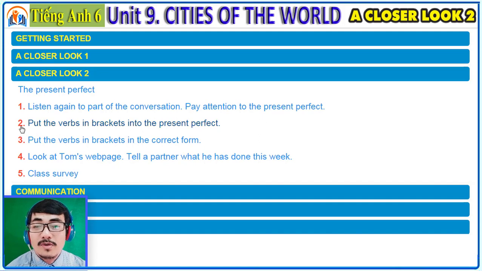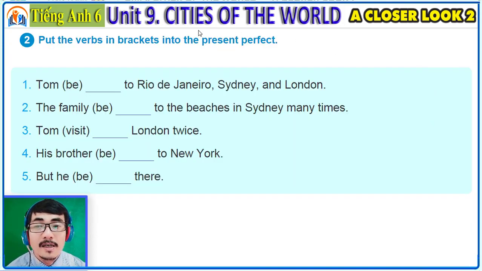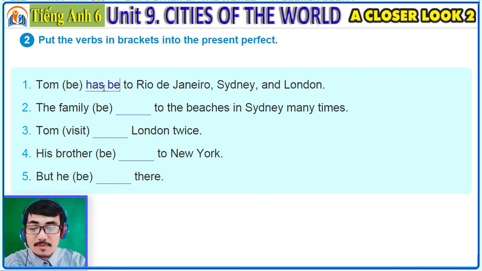Okay, now we move to activity number 2. Put the verbs in brackets into present perfect. Alright, here is activity 2. Five sentences and 5 verbs in brackets. You put them into present perfect. Now, I'll help you. Number 1, Tom to Rio de Janeiro, Sydney and London. Good. Has been.